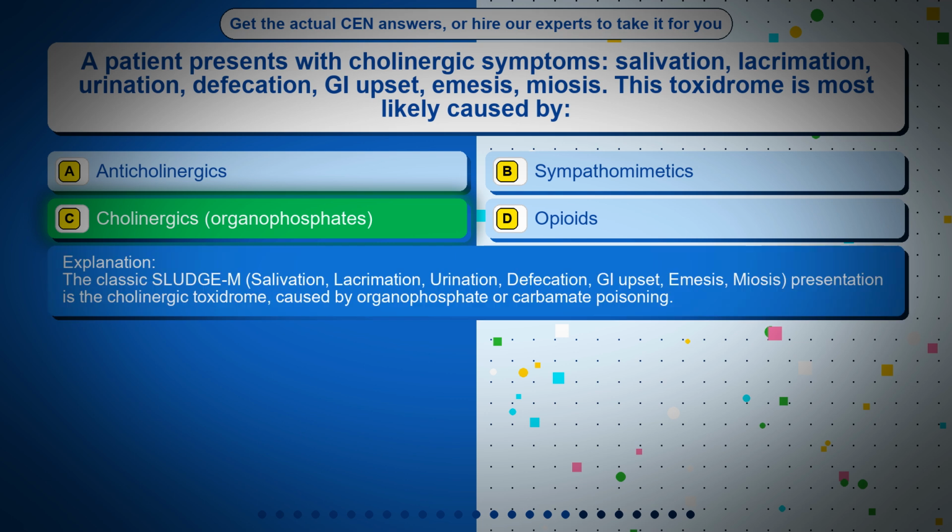The classic SLUDGE-M presentation, salivation, lacrimation, urination, defecation, GI upset, emesis, miosis, is the cholinergic toxidrome, caused by organophosphate or carbamate poisoning. Question 19.